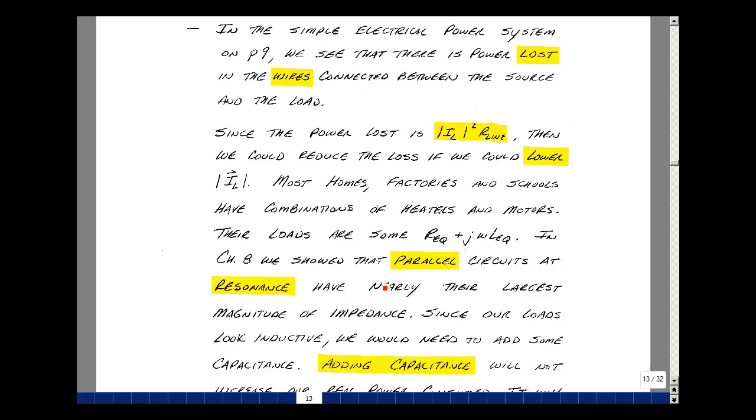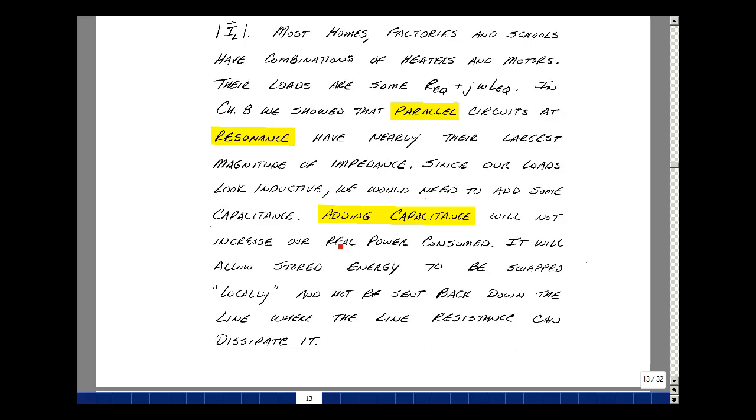Now, in Chapter 8, we showed that parallel resonant circuits at resonance have nearly the largest magnitudes of impedance. Since our loads look inductive, to be able to resonate this, we would have to add some capacitance. But adding capacitance doesn't add any real power consumption, as we'd seen in our previous video. So what's happening is that we're able to store energy locally in steady state and to swap it back and forth without sending it back down the line, where it would be dissipated by the resistance of the wires.